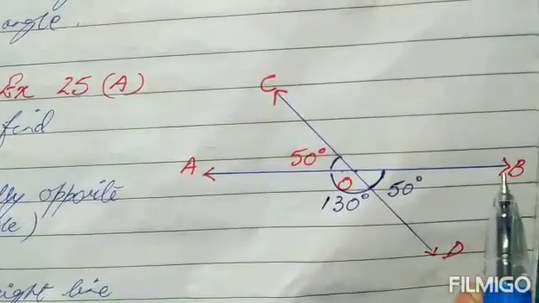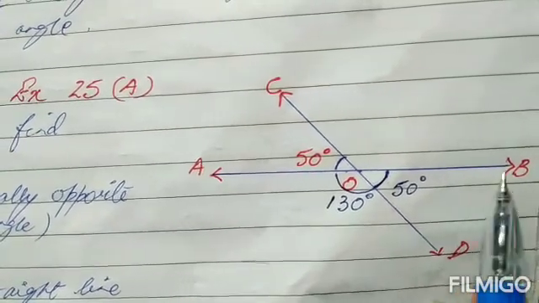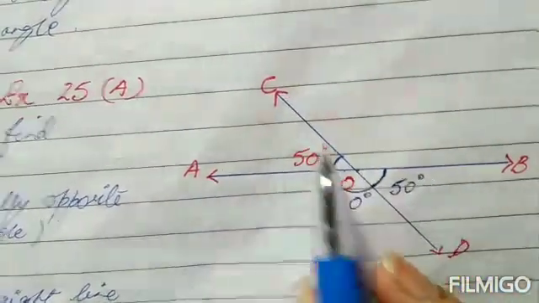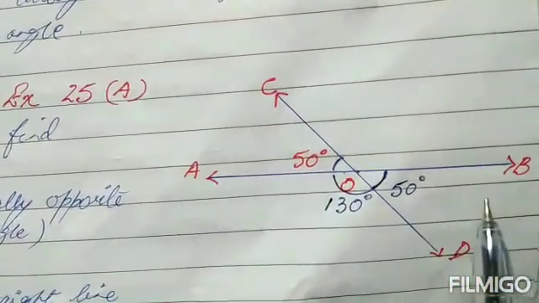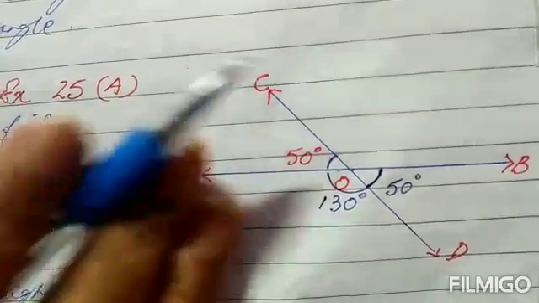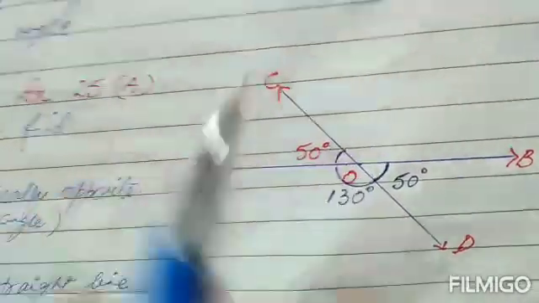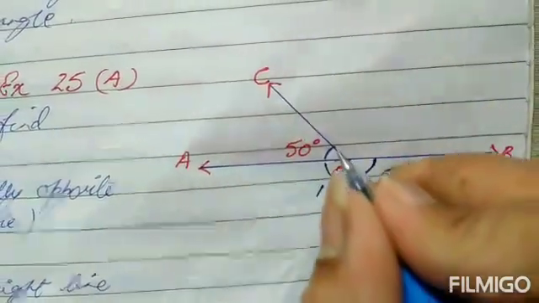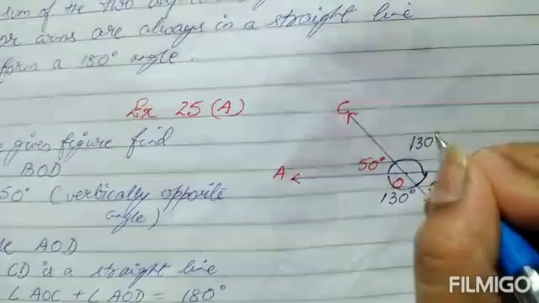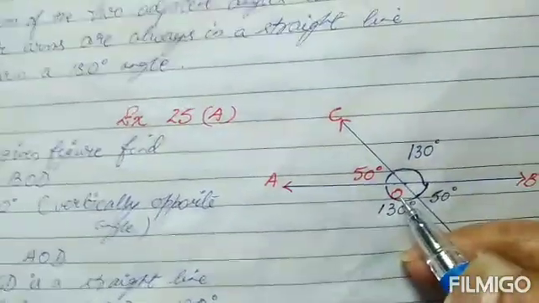Now in the next part we have to calculate BOC. Let's see where is BOC. BOC is vertically opposite to AOD. AOD we have already calculated as 130. So that means this angle is also 130, and we can write it as 130 degrees because it is vertically opposite.